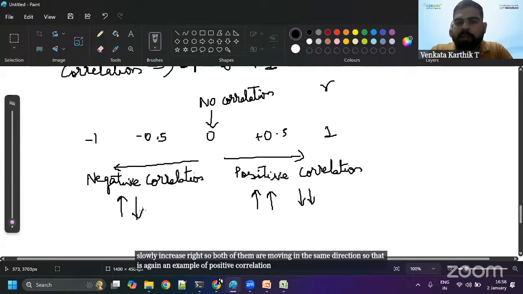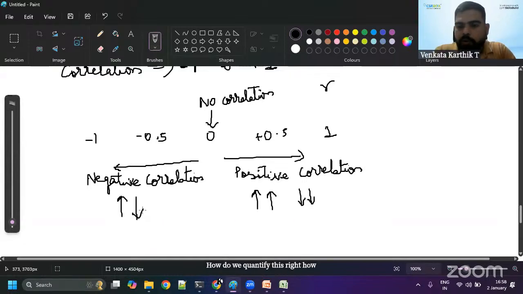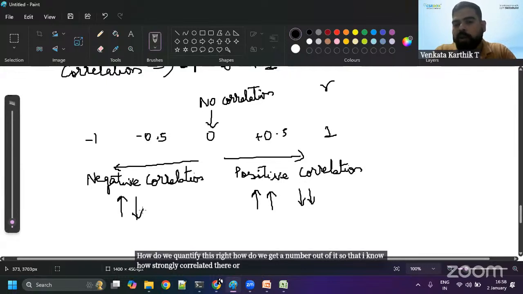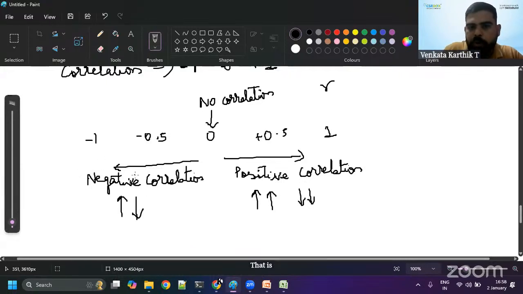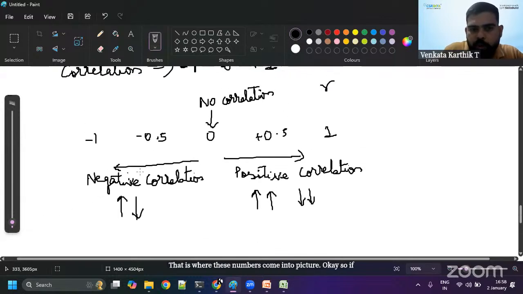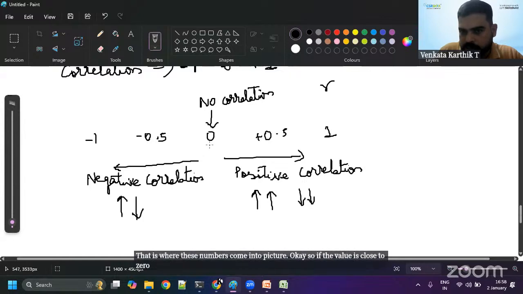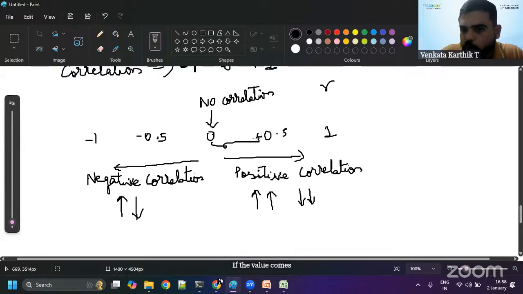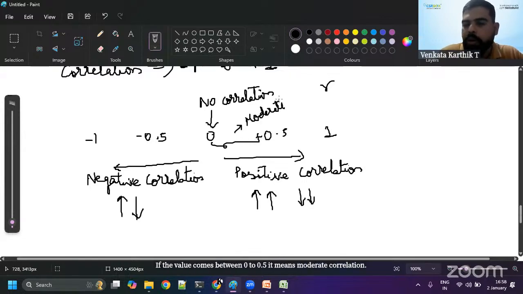But now the thing is, how do we quantify this, right? How do we get a number out of it so that I know how strongly correlated they are? That is where these numbers come into picture. Okay. So if the value is close to zero, that means no correlation. If the value comes between 0 to 0.5, it means moderate correlation. If the value lies between 0.5 to 1, high correlation.